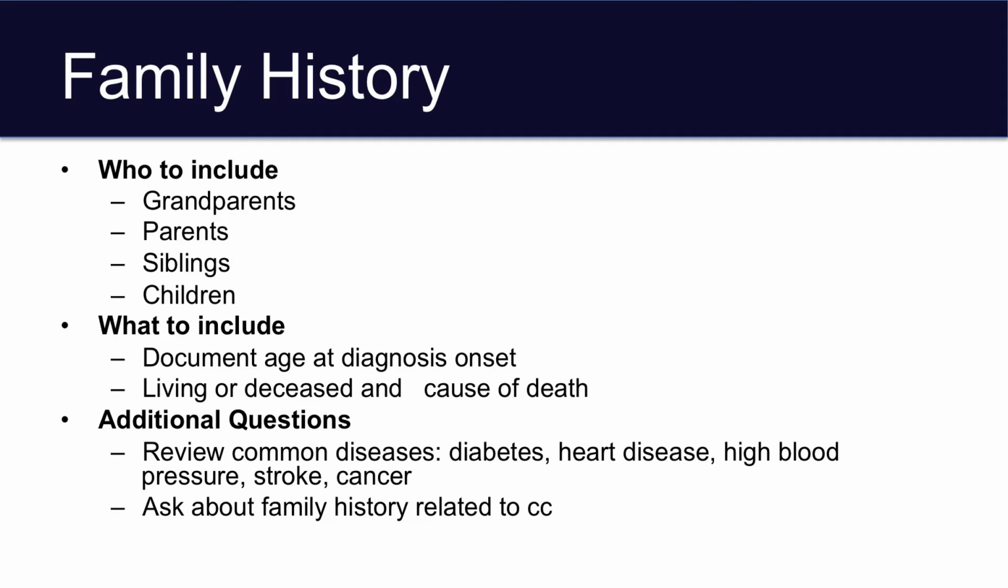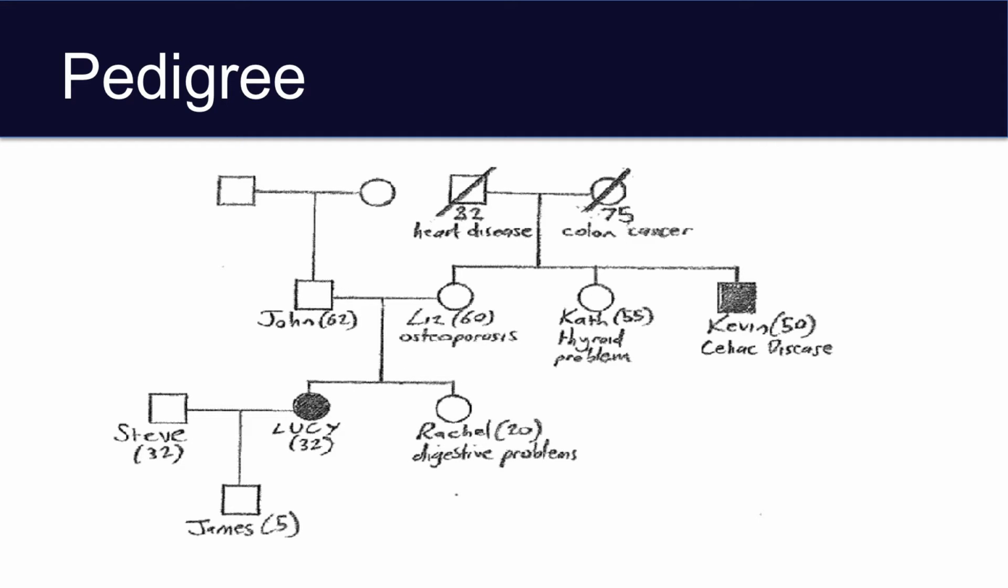You also want to ask about any conditions that might be related to the chief complaint. For example, if a patient came in with chest pain, you might want to ask if there's any family history of heart disease. This is just an example of how you can document the family history. Some people choose to do it in pedigree form, and others choose to document in a list, and we usually order it in terms of the eldest to the youngest.